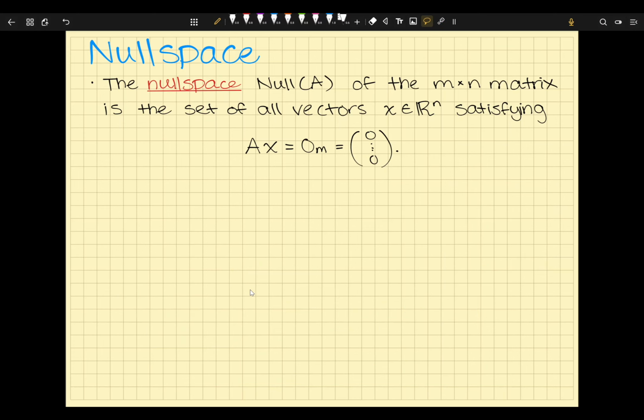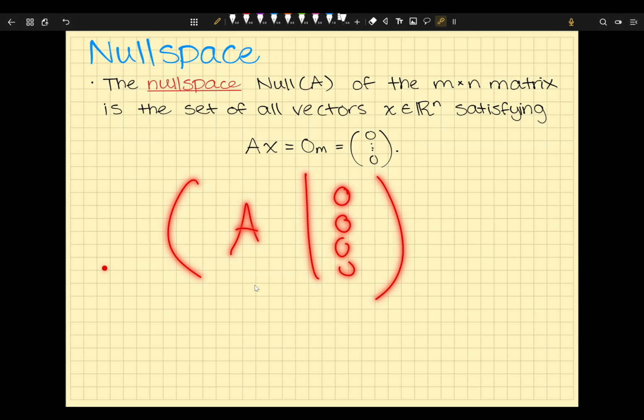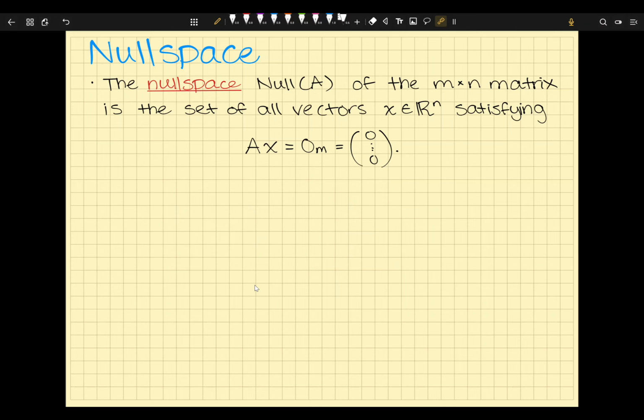So the null space of a matrix is the set of all vectors such that this system is true. So basically what you're doing is you're taking A and you're augmenting it with 0 and solving for the solution. So you're basically doing the exact same thing we just did, but you augment it with 0. So it seems simple enough, but we should think about what this means.